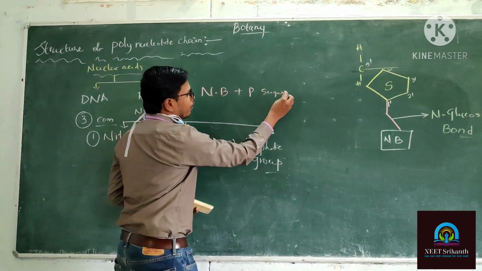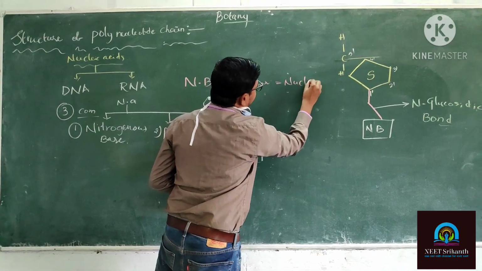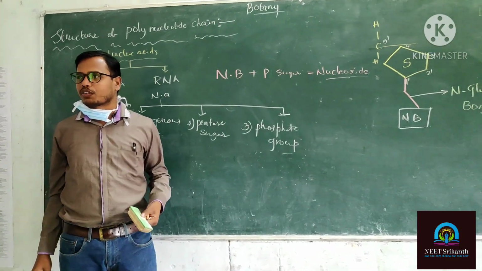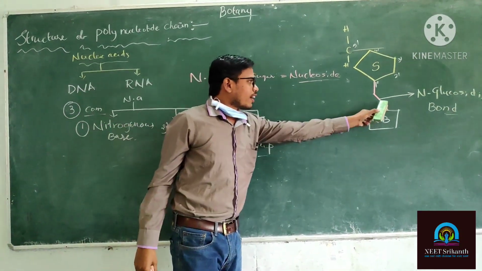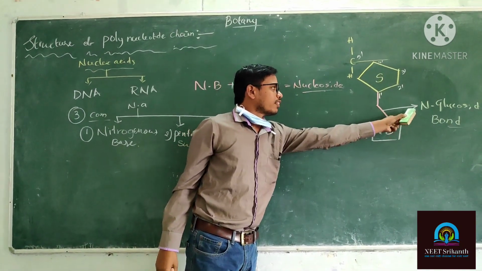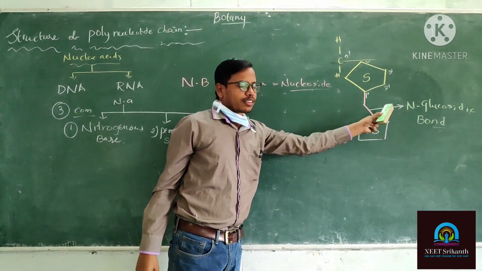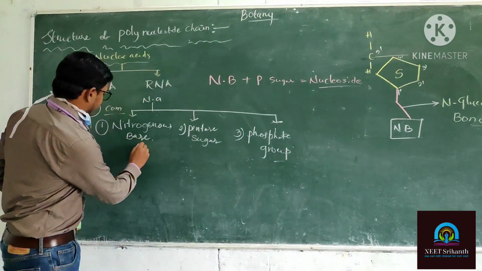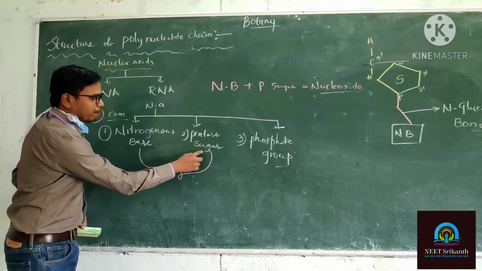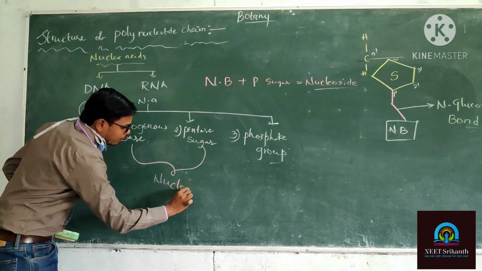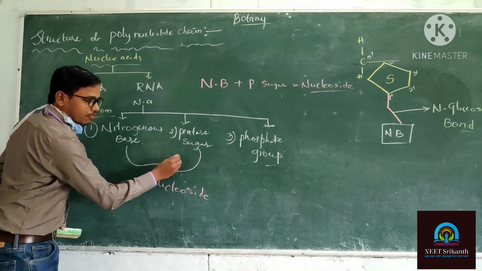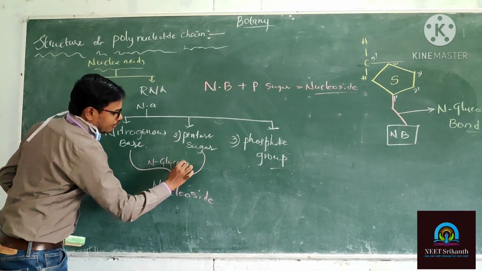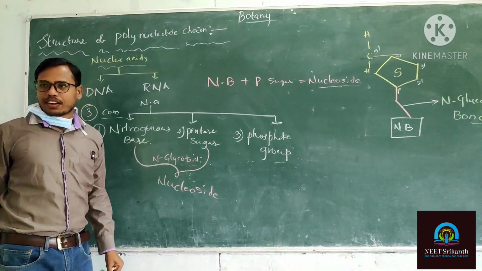Nitrogen base plus pentose sugar is equal to what? Nucleoside. That word is called nucleoside. Are you clear about the nucleoside? What is nucleoside? When the nitrogen base and sugar are connected with the N-glycosidic bond, that is called nucleoside. Like this, nitrogen base plus pentose sugar is called nucleoside. Both are bound with the N-glycosidic bond. It is clear.